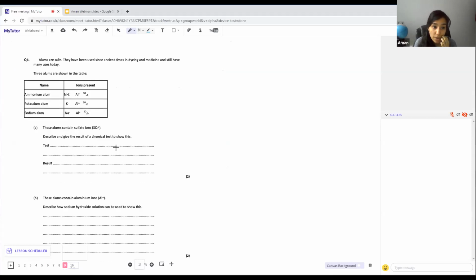So this is our recap of Monday. Alums are salts. They've been used since ancient times in dyeing and medicine and still have many uses today. The alums contain sulfate ions. Describe and give the result of a chemical test to show this. Remember, sulfates are one of the negative ions we learnt the test for on Monday. What's the test for a sulfate ion and what would we expect to see? This is a recap. What was the test for a sulfate ion and what would we expect to see?